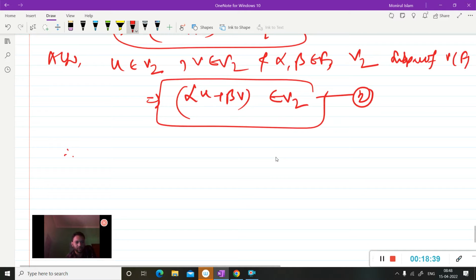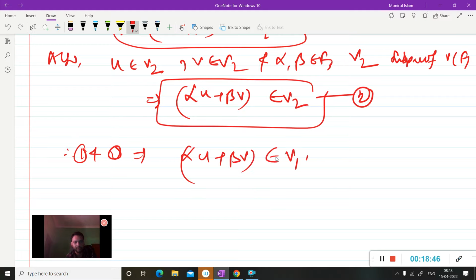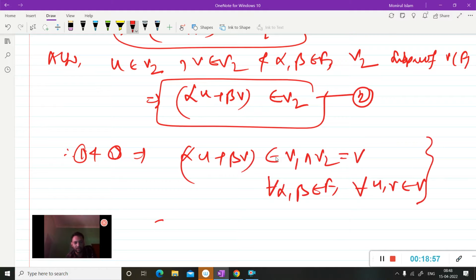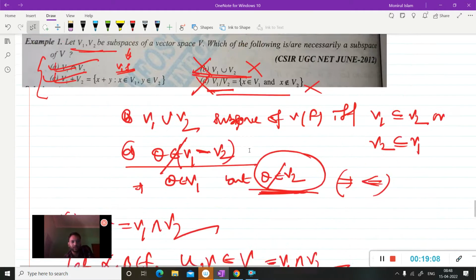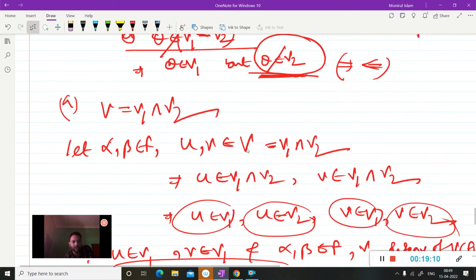So from 1 and 2 it will imply alpha U plus beta V belongs to V1 intersection V2. Okay, and alpha, beta are arbitrary. So for all alpha, beta and for all U, V belonging to the set, this will happen and imply V1 intersection V2 is a subspace of vector space V over F. So I proved it.